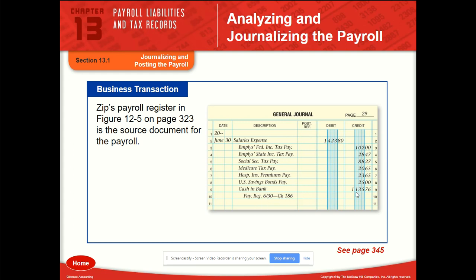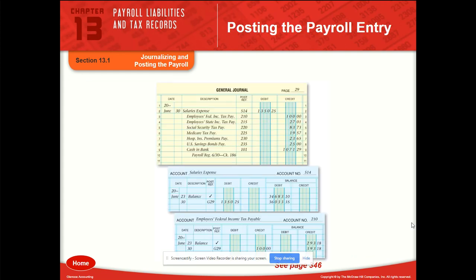Now, we should understand that this was distributed in this paycheck, check 186. But we need to know that this amount, $1,423.80, is what all this should total. Because once we have a debit, we need to have an equal credit on the other side. So this all must equal that.